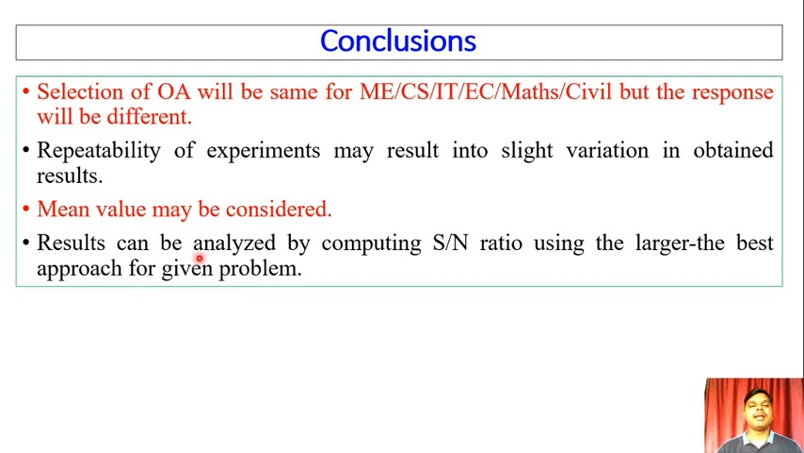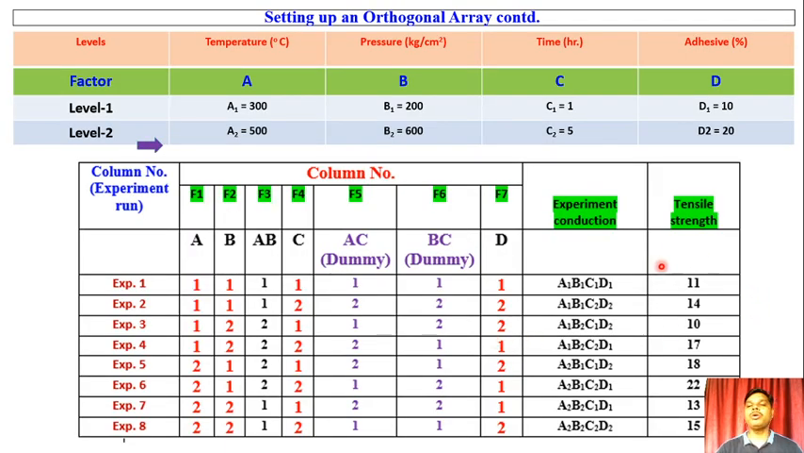So results can be analyzed by computing the signal to noise ratio. We have discussed about it in detail in last lecture. So signal must be strong and noise must be reduced. So if we talk about noise, so this is say wear between the components. So wear is there, wear will be there, it has to be considered, but the ratio must be high. Okay, so using this S by N ratio for larger the better approach for given problem, we can find out the optimum tensile strength. Okay, the maximum tensile strength.